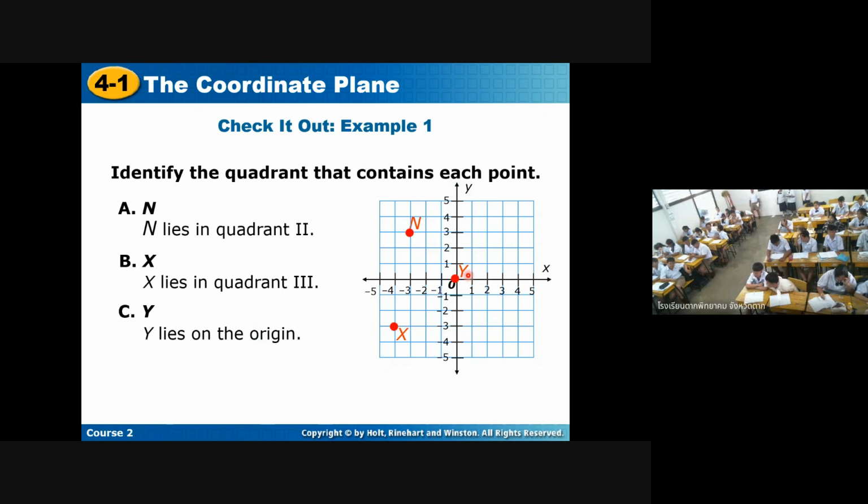Again, this point is at the origin. Now, how about this point? What is the location of this point? It is located at the x-axis. Do you understand? Okay, next.